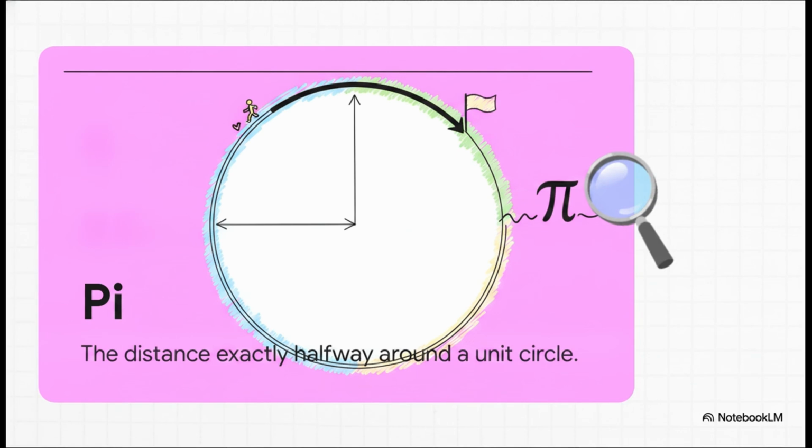First up, pi. For our visual story here, I want you to keep your focus strictly on what it visually represents in 2-dimensional space. Imagine a unit circle. That's just a circle with a radius of exactly 1. Pi is simply the distance you travel when you walk exactly halfway around that circle. Keep that super clear visual in your mind.